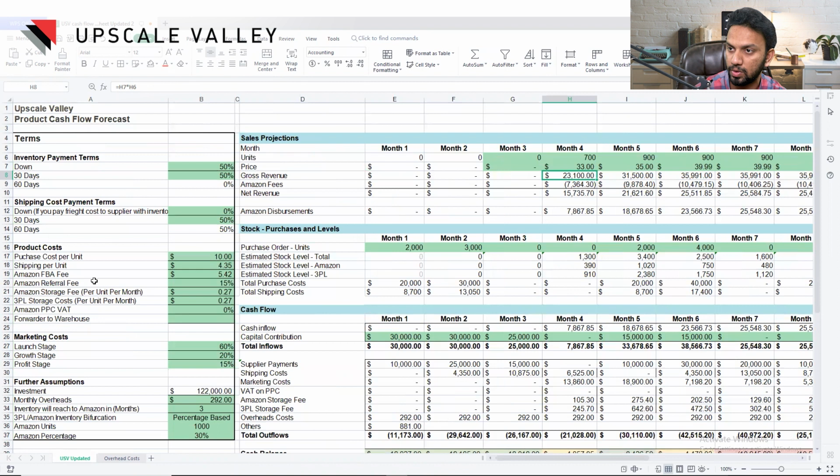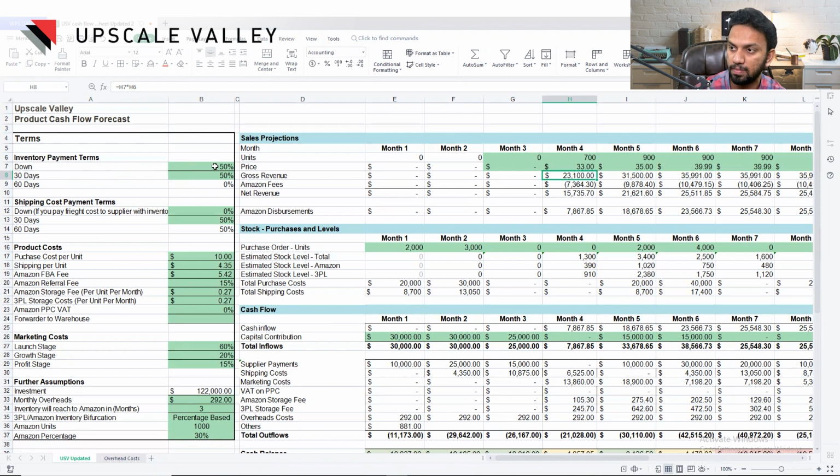So let's jump on to the terms part. Here is the inventory payment term. The down payment is the payment at the time of agreement, at the time of contract on Alibaba. Here we have put three terms. The first one is that I'm going to pay 50% upfront and 50% after 30 days, and we are expecting the inventory to be ready after 30 days.